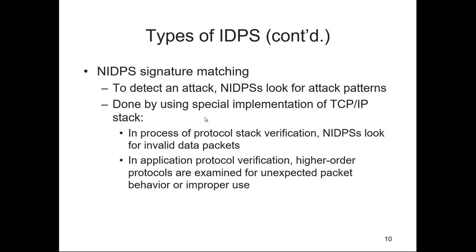They do this by comparing captured network traffic using a special implementation of the TCP/IP stack that reassembles the packets and applies protocol stack or application protocol verification. In the process of protocol stack verification, the network IDSs look for invalid data packets. In application protocol verification, the higher-order protocols are examined for unexpected packet behavior or improper use.